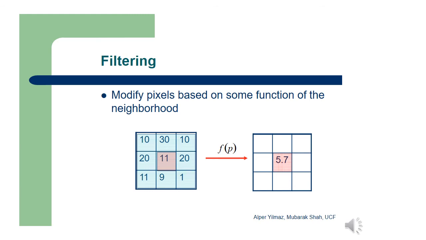So as you saw earlier, filtering is the modification and manipulation of neighborhood pixels. So we modify the pixel according to some function of the pixels in the neighborhood of each other. For example, if we have this kernel and we manipulate all the pixels, we replace the central value. This 11 will become 5.7 after applying the function f upon p. So this is the basic idea of filtering.